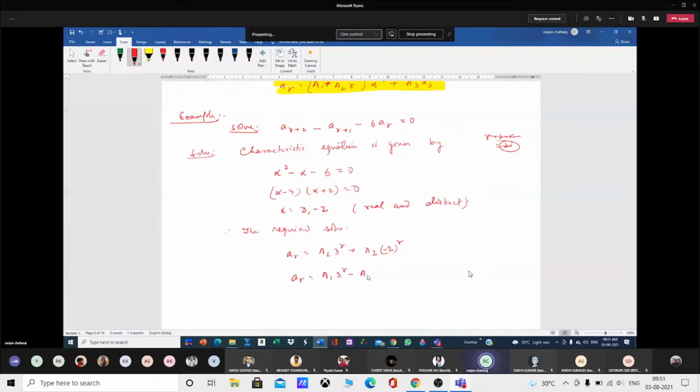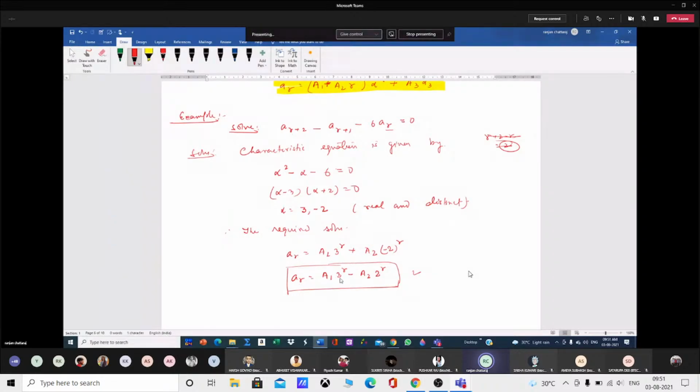Now this is a primary problem, so initial conditions are not here. We must have some initial conditions so that we can eliminate A1 and A2, then you will get a particular solution. So this is the solution of the recurrence relation. You can check this one. This is a_r, so simply put this value over here.